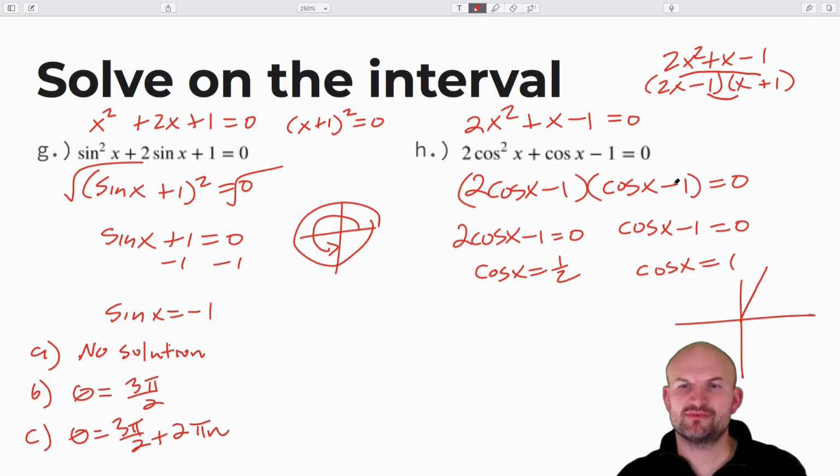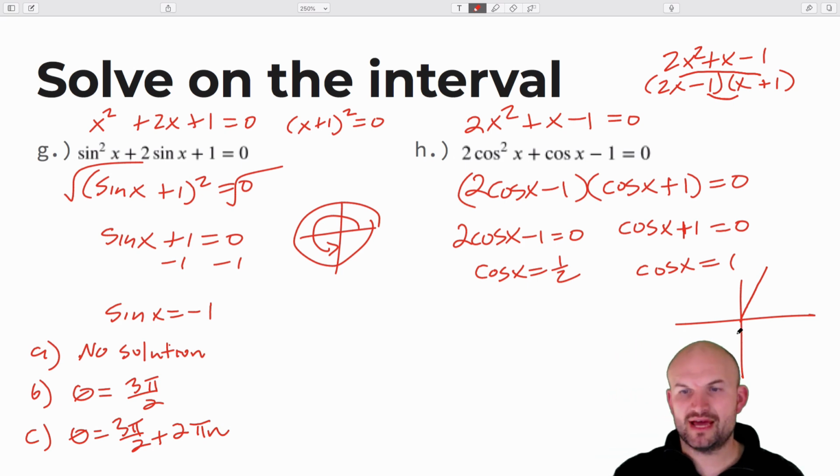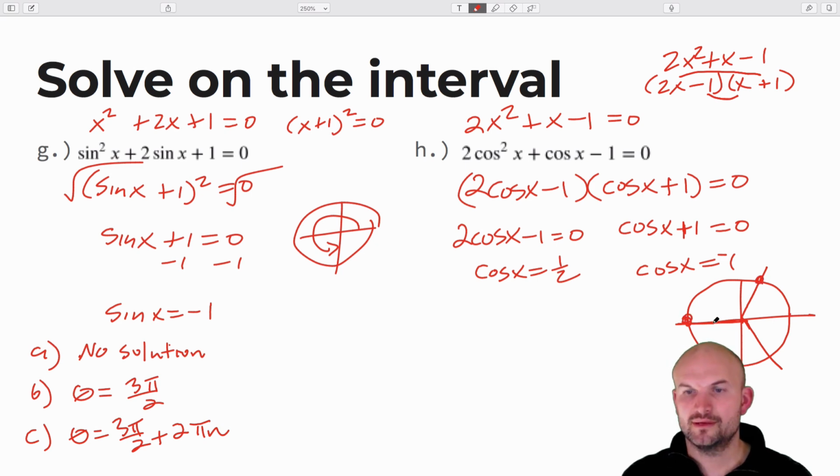Did I do that? Oh, that's supposed to be a +1. I was wondering if I did that wrong. Yeah, it's supposed to be a +1. Okay, so we have 1/2 here, and 1/2 down there, and then we have -1 here. Okay, so there's my three solutions here. We got pi thirds, pi, and 5 pi over 3.